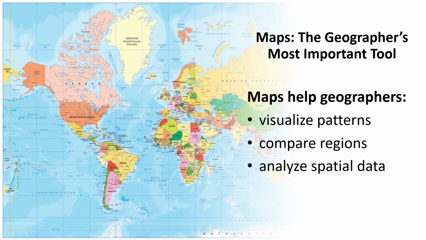The geographer's most important tool is the map. Mapping data helps geographers to visualize patterns, compare different regions, and analyze spatial data to look for patterns.